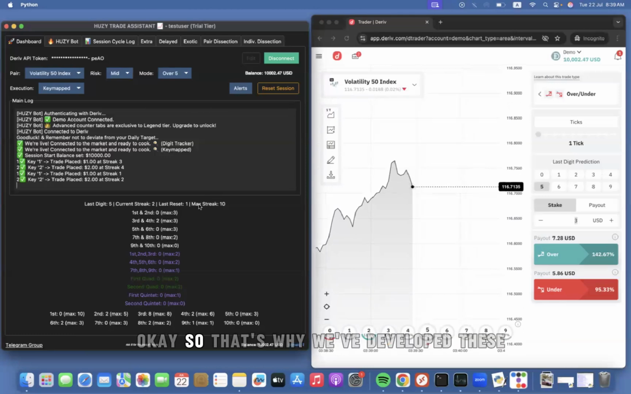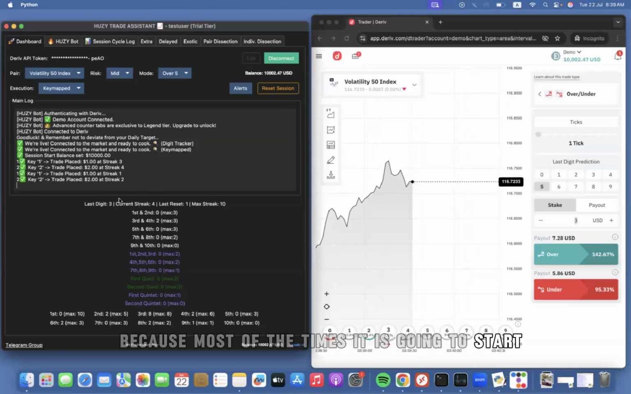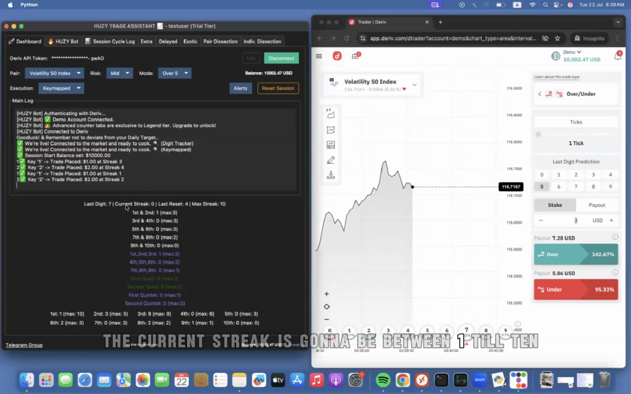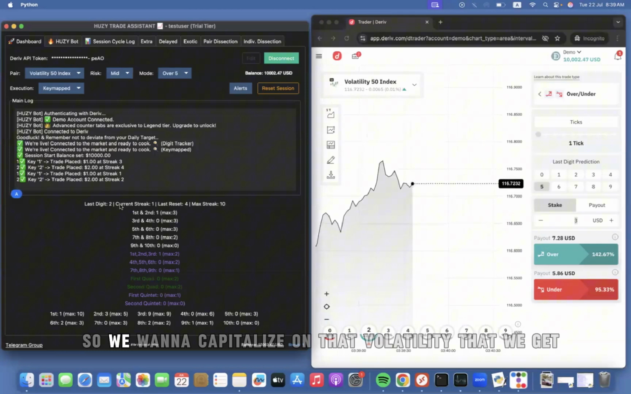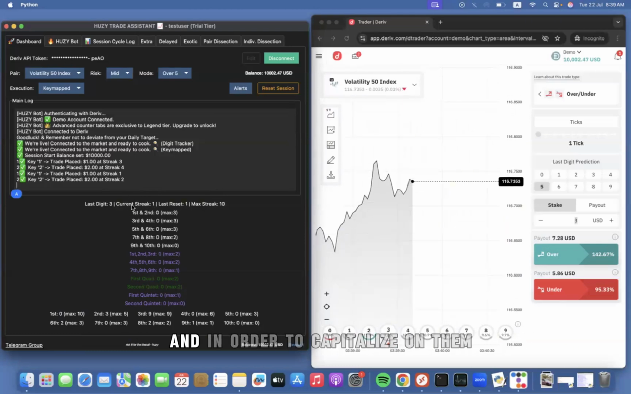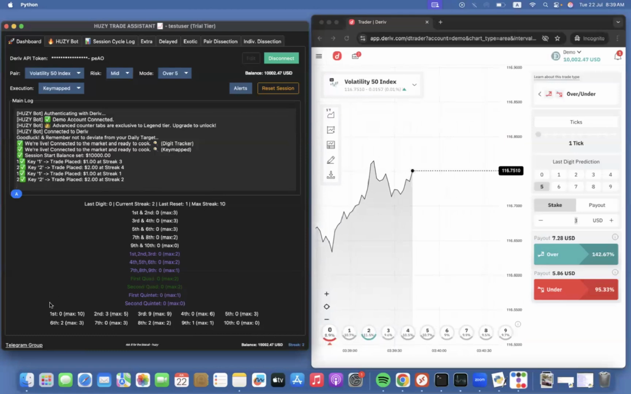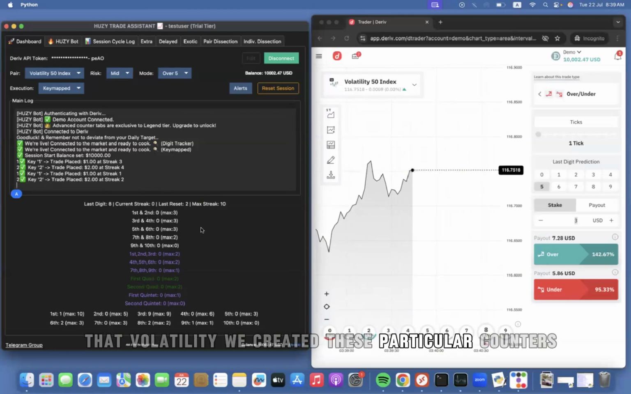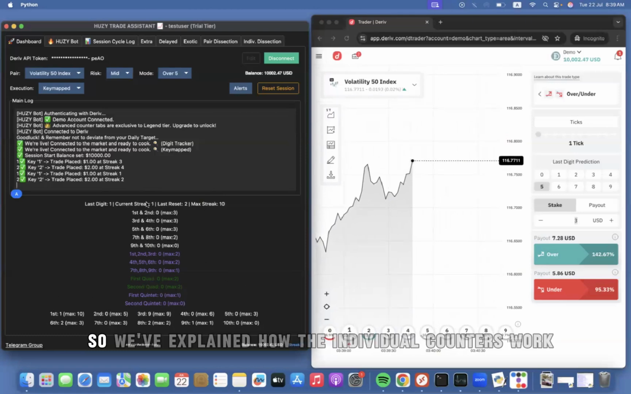So that's why we've developed these, because most of the time the current streak is going to be between 1 till 10. So we want to capitalize on that volatility that we get. And in order to capitalize on that volatility, we created these particular counters. So we've explained how the individual counters work.